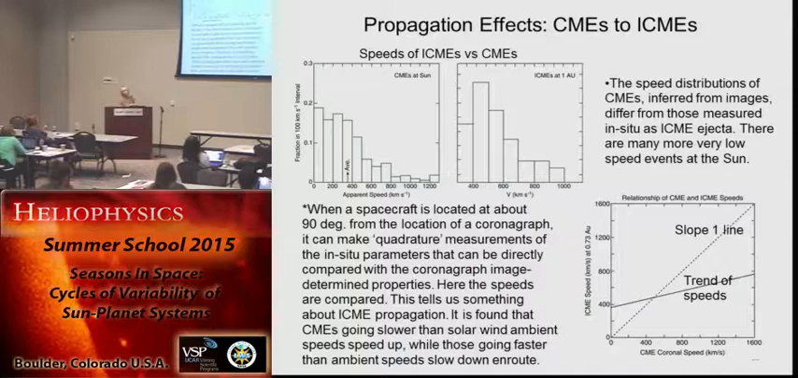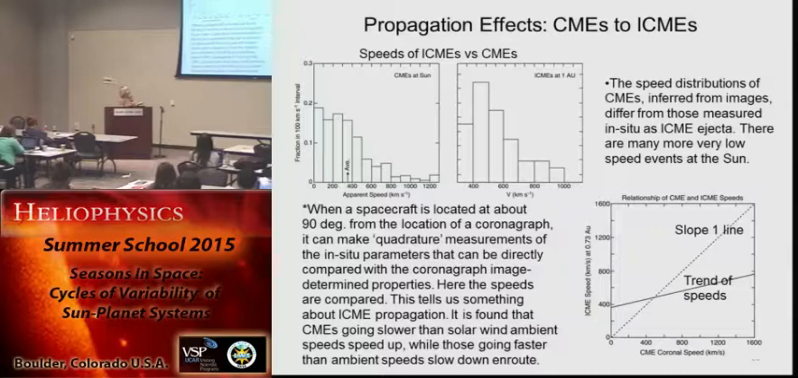And what happens is that at the sun, there's a lot of quite low speed CMEs. Many are in the 0 to 100 kilometer per second range or a few hundred kilometer per second range, slower than the ambient solar wind. The ICMEs, on the other hand, tend to peak at ambient solar wind speed. So what's going on here?